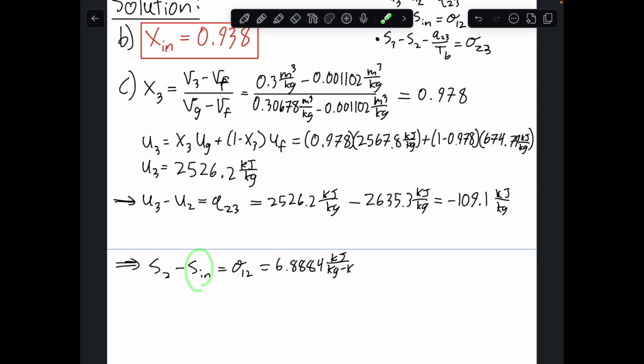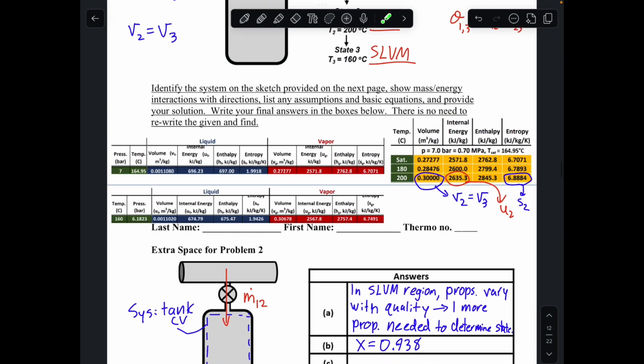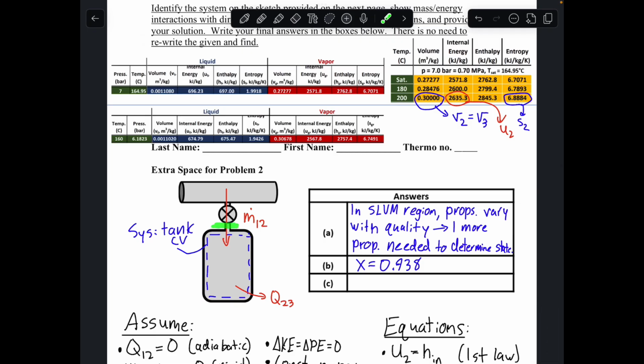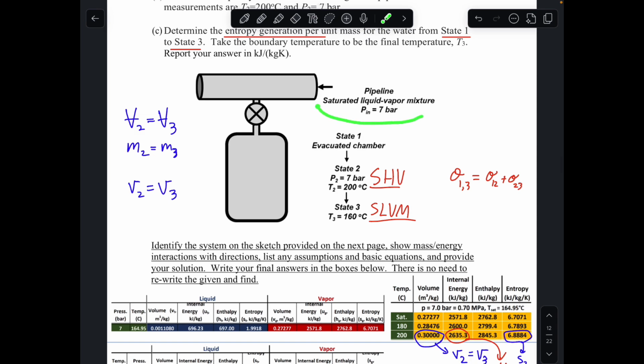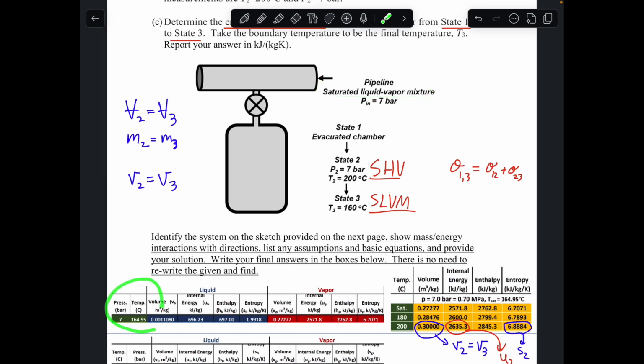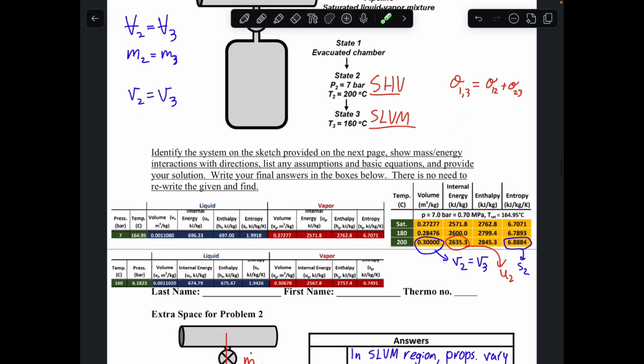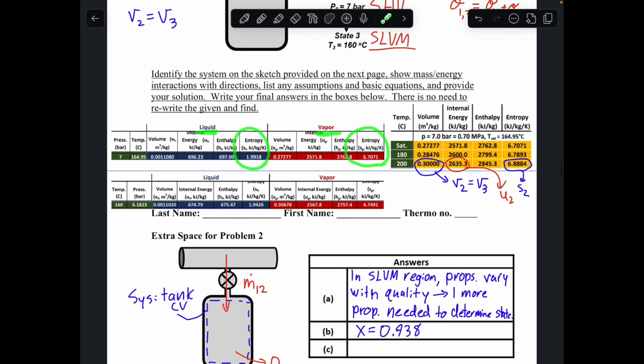Now Sin we need to evaluate separately because that will be the entropy value at the inlet to our tank, which is just the same entropy value that we have in the supply line. So remember, in the supply line, we're also in the saturated liquid vapor mixture range, but we use these tables instead because we're at this temperature and pressure. So we need to evaluate the entropy, which will be somewhere in between these two values of vapor and liquid, and we can do that using the quality that we just found for part B.